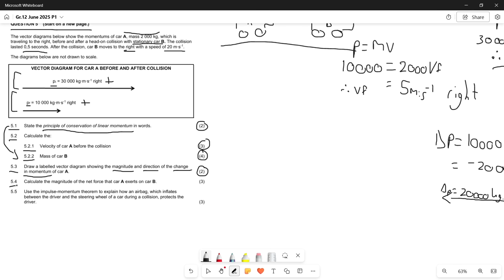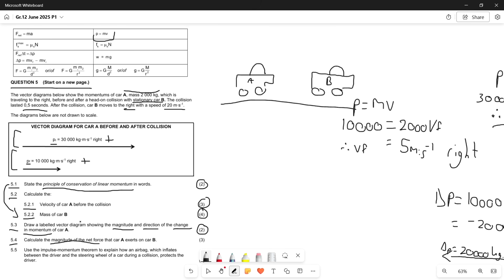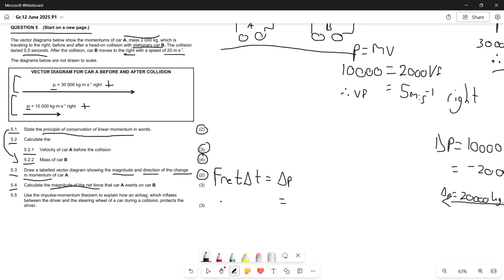Cool. And then 5.4 says calculate the magnitude of the net force that car A exerts on car B. So we're just looking at car A here, and the net force is this formula up here. It is our F net delta T equals our change in P, our change in momentum over there. Okay, so we are going to use this formula here, so I'm just going to write it down. So F net is what we want, so we do not have that yet. Delta T over here was given to us. It was 0.5 seconds. That's what they said up here. The collision lasted 0.5 seconds, so we can just plug that in over here.